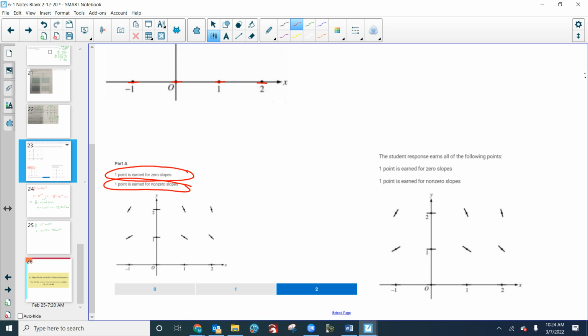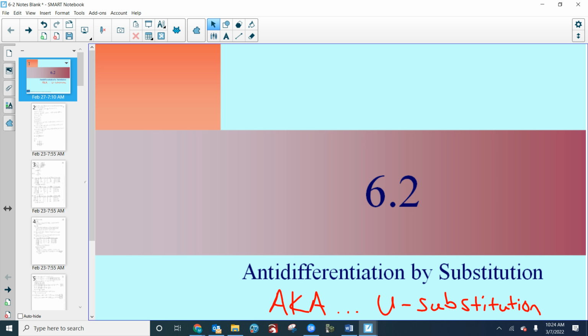All right. Into 6-2, which is called anti-differentiation by substitution, aka U substitution. Not me substitution. U substitution. Now, why is it called U substitution? Because the letter U is the variable most often used in the substitution.